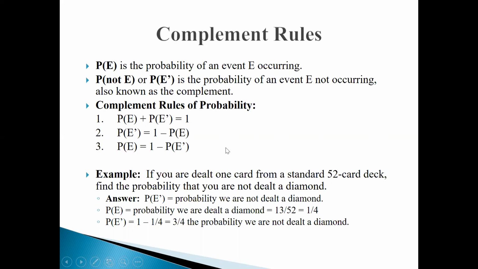So for example, if you're dealt one card from a standard 52 card deck, find the probability that you're not dealt a diamond. Well, we have the E complement, the probability we are not dealt a diamond. So it's probably easier if we find the probability of E, the probability that we are dealt a diamond. How many diamonds are there? There are 4 suits. One suit is 13 cards, so 13 of them are going to be diamonds. So 13 out of those 52 are going to be diamonds. If we reduce that, that's 1/4. So the probability that we're not dealt a diamond is going to be 1 minus that 1/4, or 3/4.